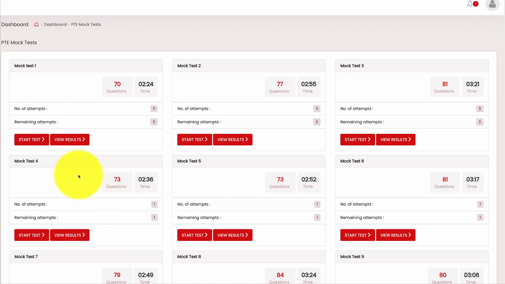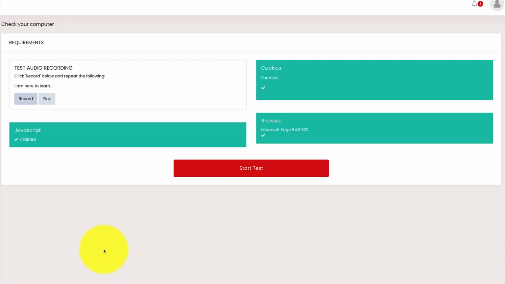This is mock test 1, and this is what I'm going to start now. In your exam, before you see this screen, you actually have to give your introduction. Now, introduction is the first part of your test. This is the unscored part. They are not going to give you any score for the introduction, but you still have to give your introduction, which can be up to 1 minute long.